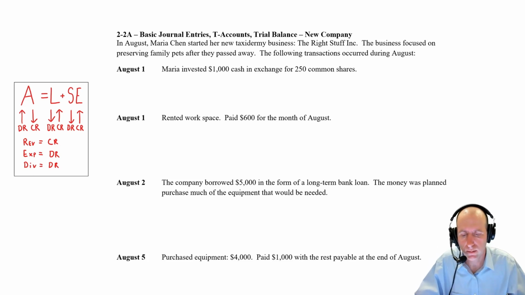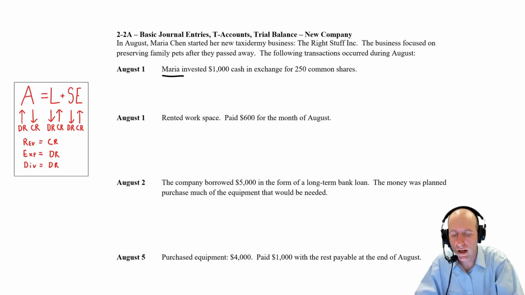In August, Maria Chen started her new taxidermy business, The Right Stuff, Inc. The business focused on preserving family pets after they passed away. The following transactions occurred during August. Okay. August 1st, Maria invests $1,000 cash in exchange for 250 common shares.